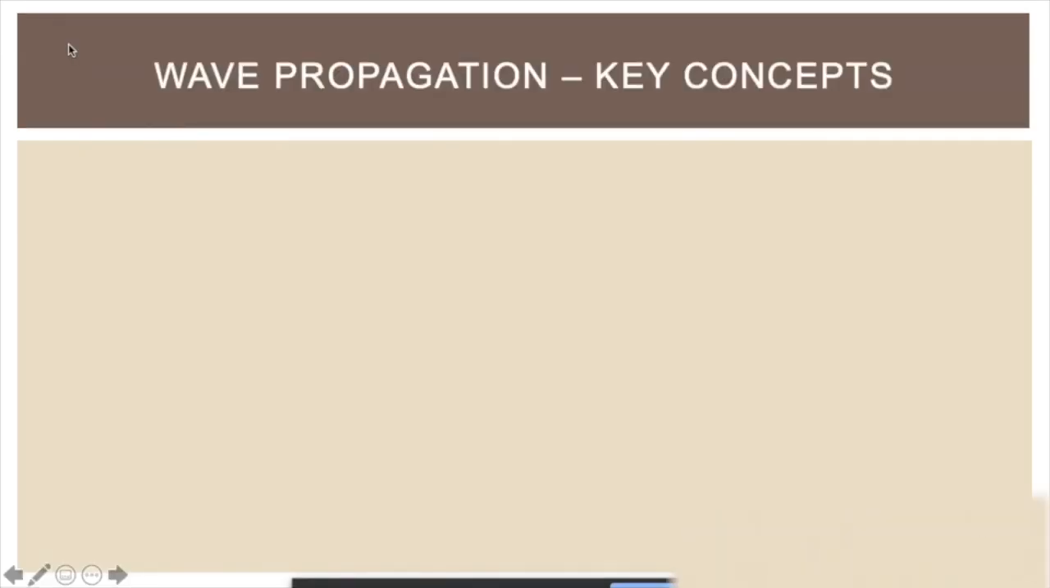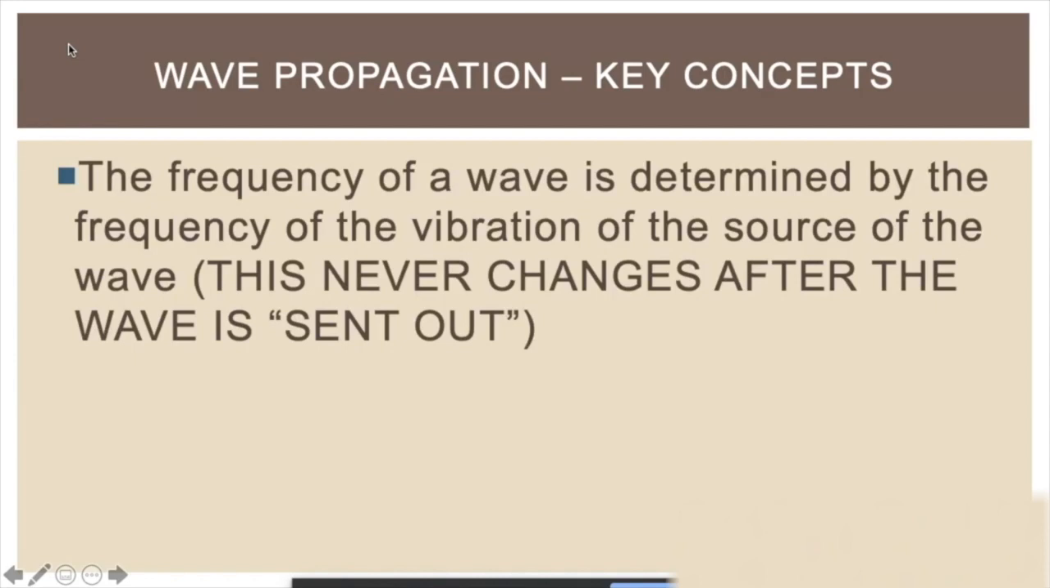And so you should write this under the heading Wave Propagation Key Concepts. This goes back to something we said a number of days ago, which was what causes a wave to be generated? How are waves generated? And we said waves are generated by vibrations. And so what should make sense to everybody is that the frequency of a wave ultimately is determined by the frequency of the vibration of the source of the wave.